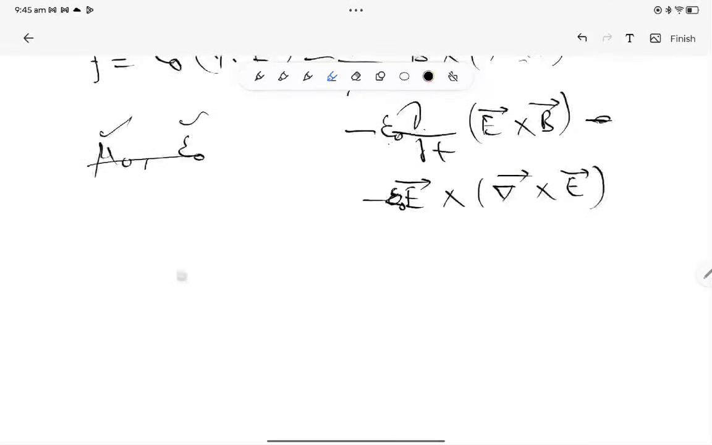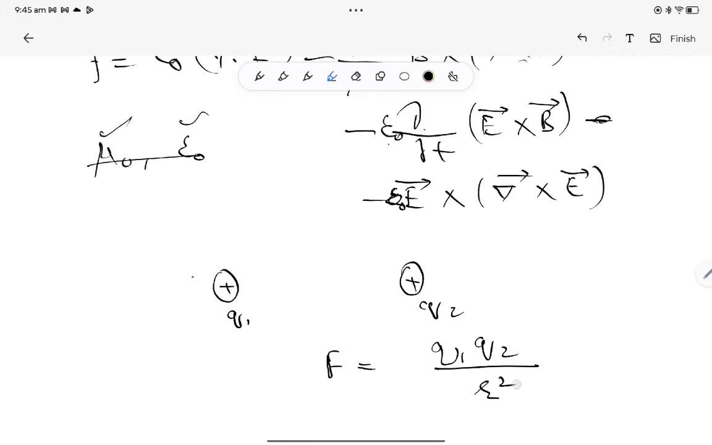Now that means simply that if you have an electric charge Q1, and this is another electric charge Q2, and there is a medium between them. The force between them depends upon the product of charges, depends inversely on the square of distance, and it also depends on the nature of the medium.